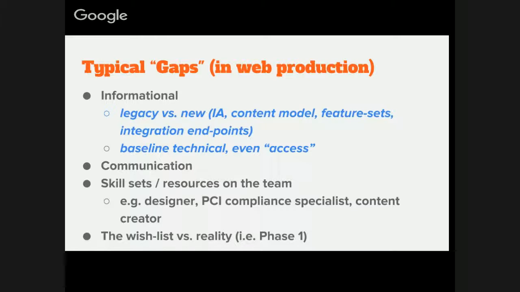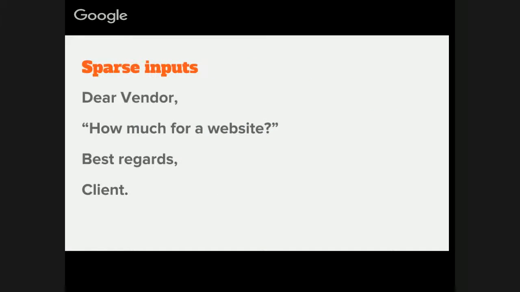And then there's just generally the wish list versus reality question, which is you have a dream, beautiful, awesome, inspiring, but there's also this thing called phase one. And so actually understanding the difference between phase one and the dream is a really useful thing. And so we'll look at a methodology for achieving that clarity on that point.